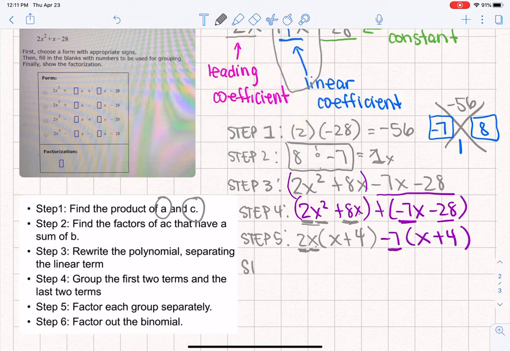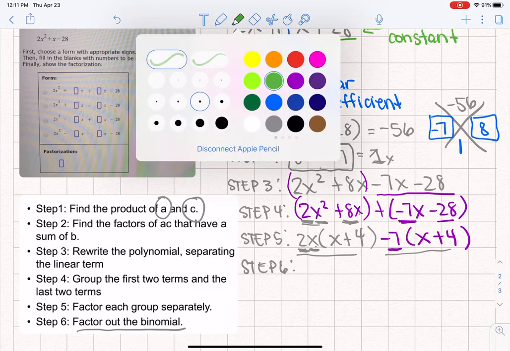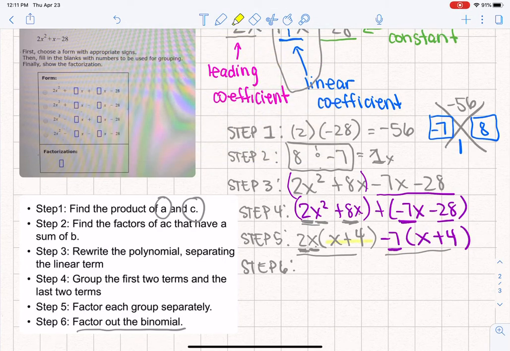So step 6 says to factor out the binomial, because there's two parts. It's this part and this part. But what do they have in common? They have these two parts in common. So I'm going to take that out.